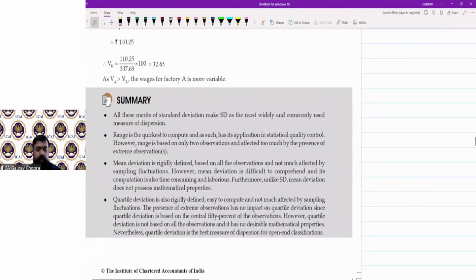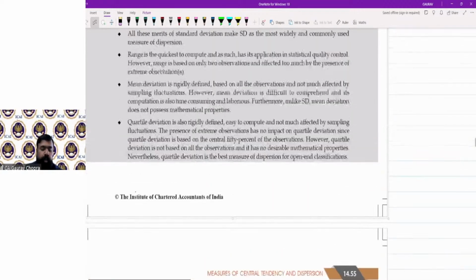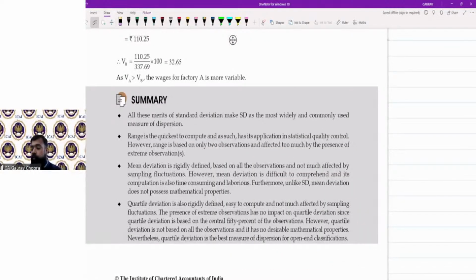So at last, let us summarize it very quickly. It is basically a simple theory which we can summarize in a few paragraphs. First, all these merits of standard deviation make standard deviation the most widely and commonly used. तो सबसे ज्यादा काम आने वाला measure of dispersion is standard deviation. So it is most widely and commonly used.